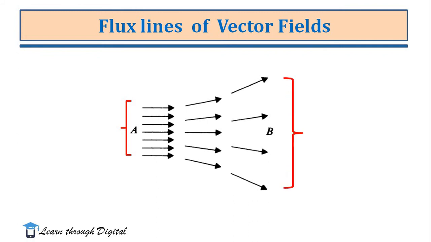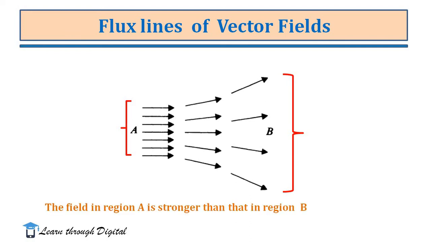Note here that in region A there are more lines with equal length. The lengths of the lines are equal, and at the same time there is a higher density of field lines in region A. You observe that region B has fewer flux lines. So the field in region A is stronger than in region B because of the higher density of field lines or flux lines in region A.